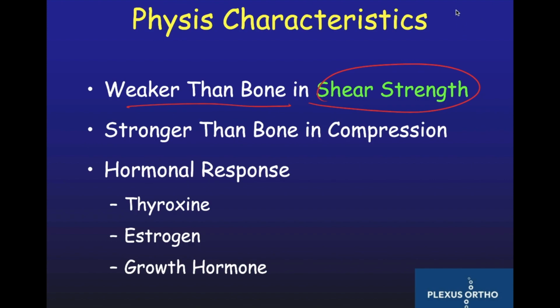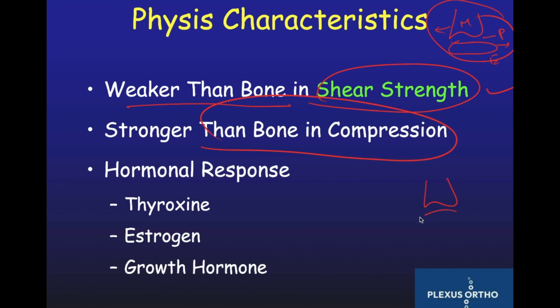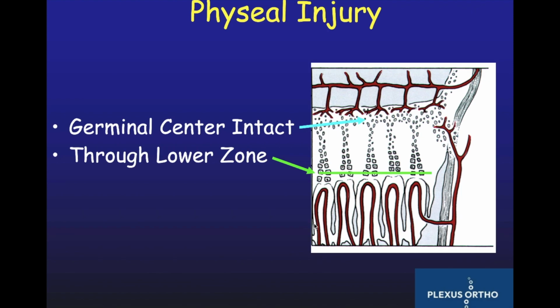Shearing is when, this is the metaphysis, this is the physis, this is the epiphysis, and there is something separating these two apart. It is very weak, weaker than bone in shear strength, and stronger than bone in compression, right? So when there is compression like this, from the top and here, it is stronger than bone in compression. A lot of factors play a role in physeal growth and its physiology, including thyroxine, estrogen, and growth hormone. All of them play a very significant role.